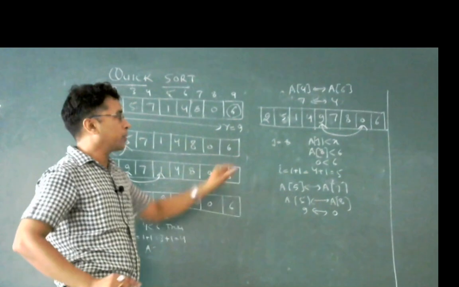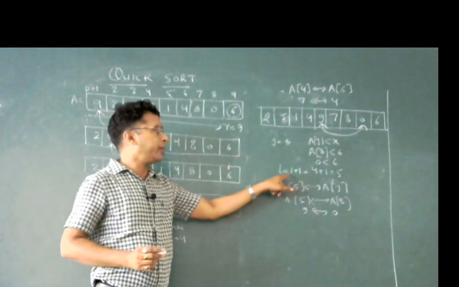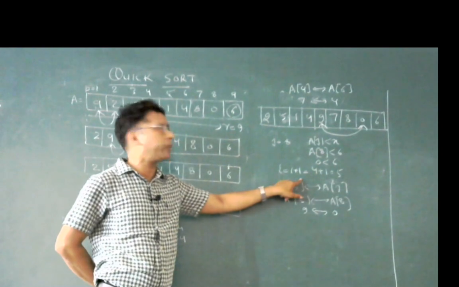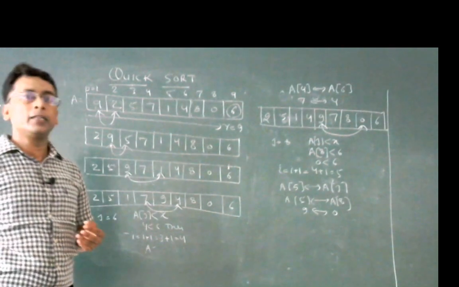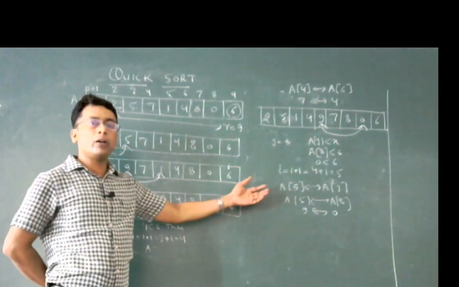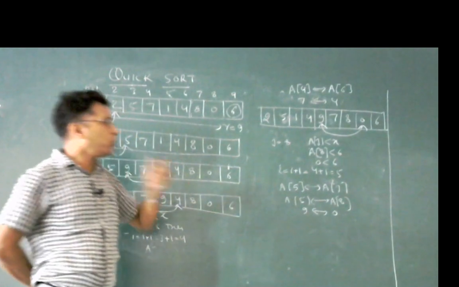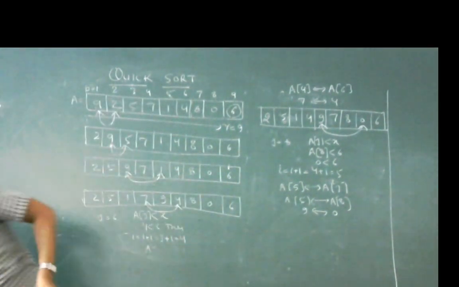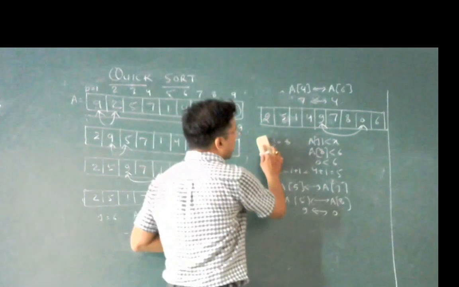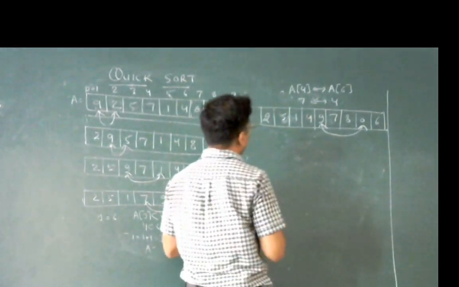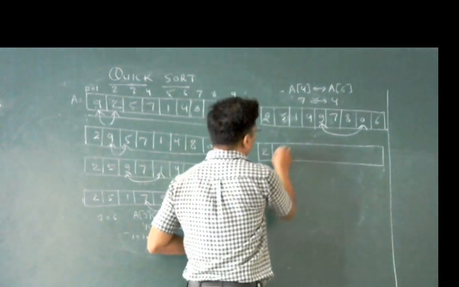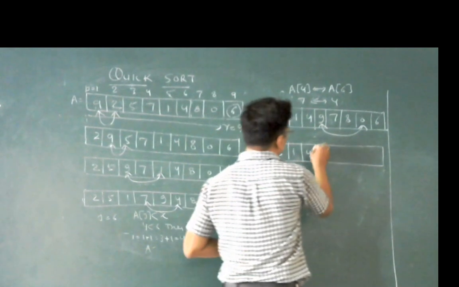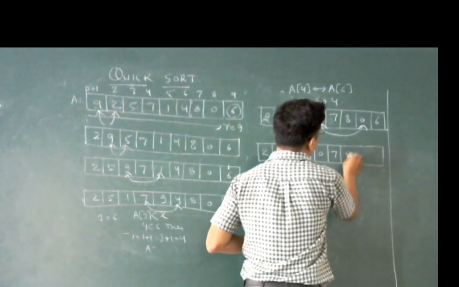Okay, I am doing the same procedure, but I am iteratively increasing the value of i, and actually I am counting the number of elements which are smaller than the pivot element and on the left hand side. So I am just performing one more swap, and after this swap the array will look like this: 2 5 1 4 0 7 8 9 6.